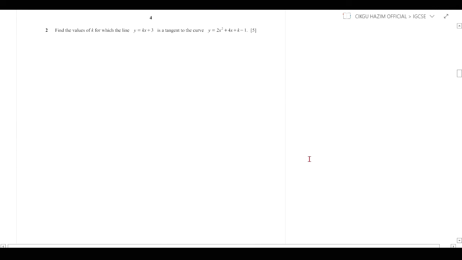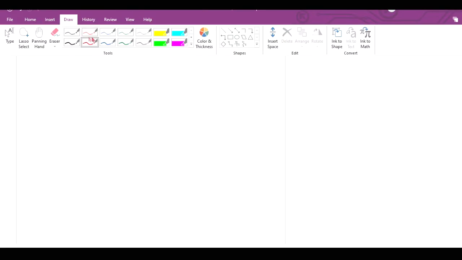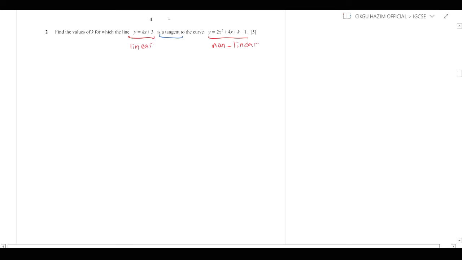So the next question here is find the values of k for which y = kx + 3 is a tangent to the curve y = 2x² + 4x + k - 1. So over here we're going to have two equations. Here is linear and here is non-linear. And when they say find the values of k for which it is a tangent, whenever it's a tangent, it actually means it intersects at one point only. At one point.